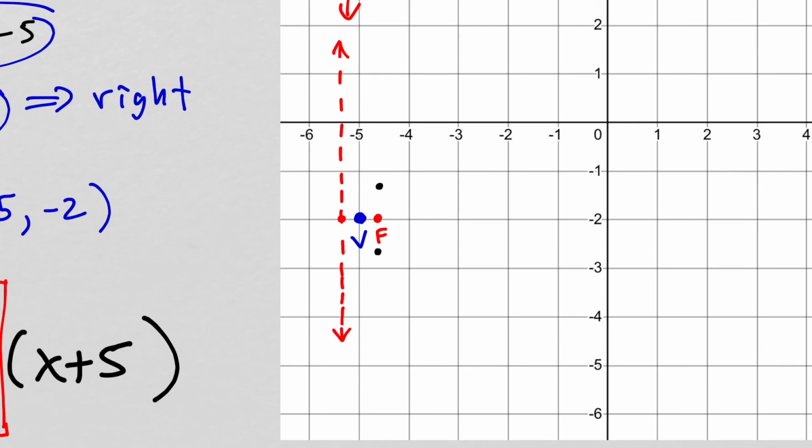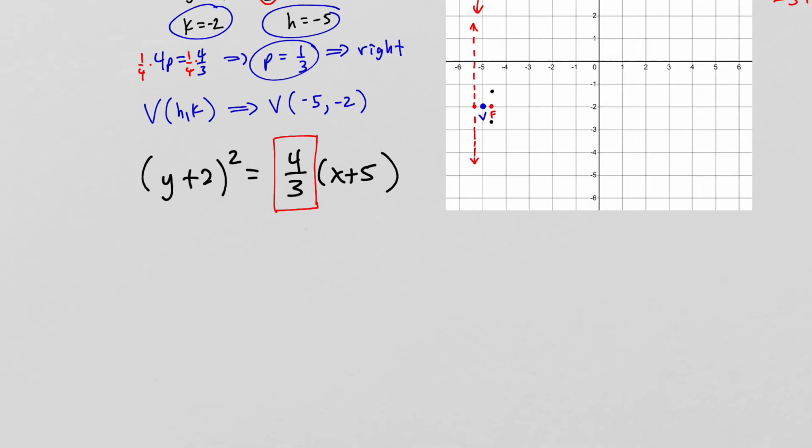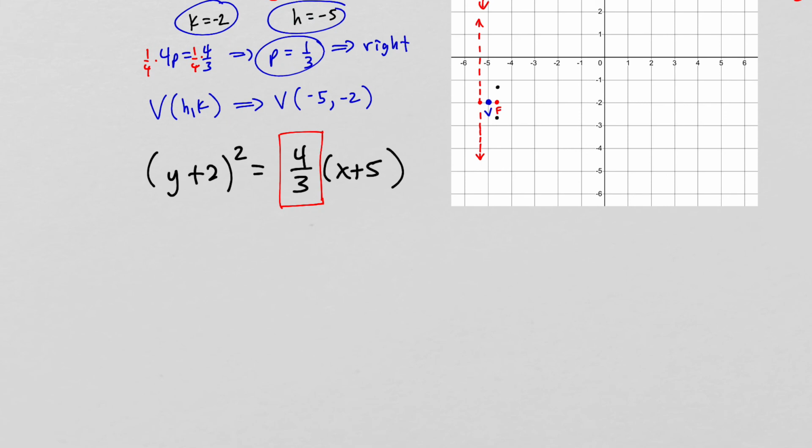Now, I'll admit that this is extremely inconvenient for this example because these are fraction values and this is kind of complicated. So if you don't like that, you can always find additional points by simply plugging numbers in.